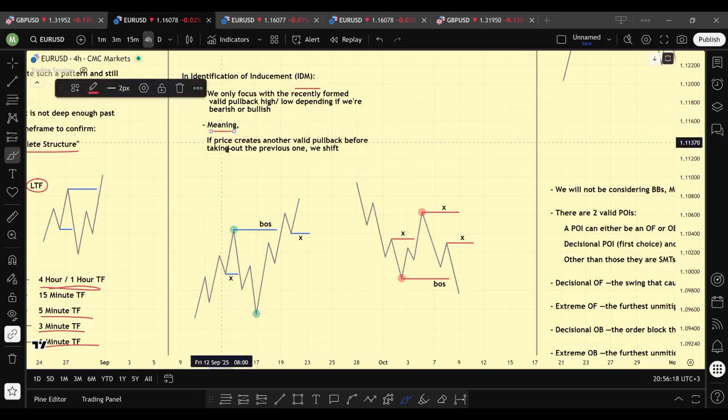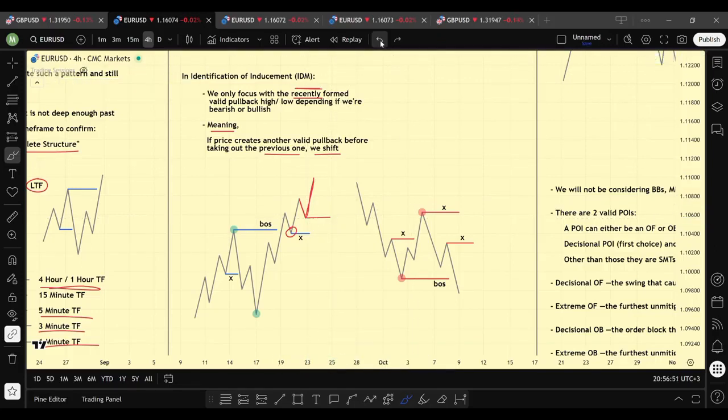Meaning, if price creates another valid pullback before taking out the previous one, we shift to the next. So the reason why I use the word recently, and I said that the keyword here is recently, is because if price now creates another valid pullback right here, without taking the previous one, then we'll be shifting the inducement to the recent, because now this one here becomes the recent valid pullback low, and that now will be the inducement.